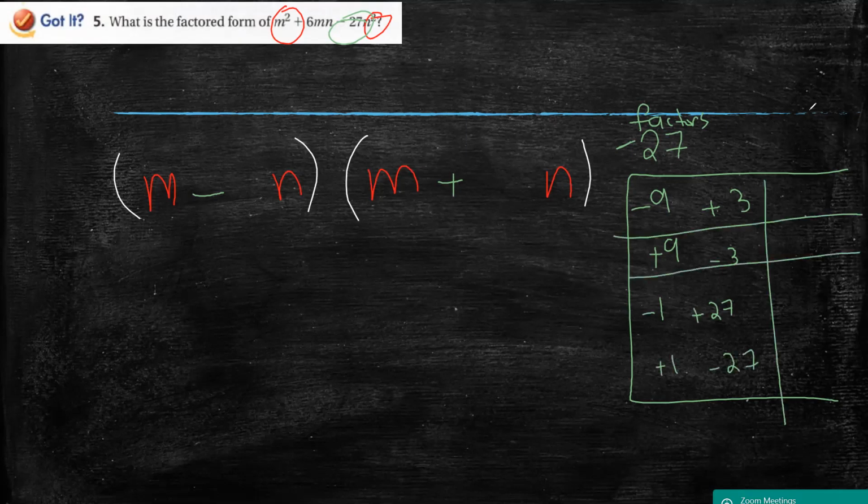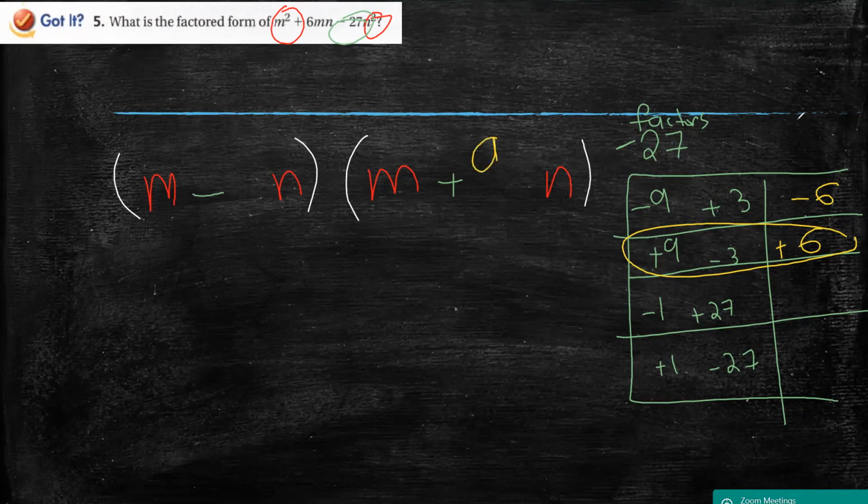Now let's find the summation of the factors. Negative 9 plus 3 is negative 6. 9 minus 3 is positive 6. So we will stop here. We need the summation to be positive 6, so they are positive 9 and negative 3. So the factors here are m minus 3n times m plus 9n.